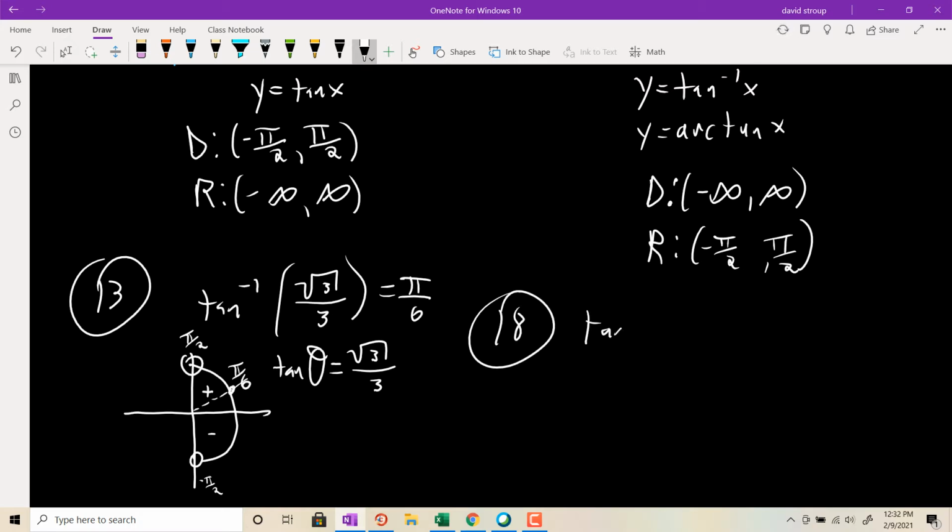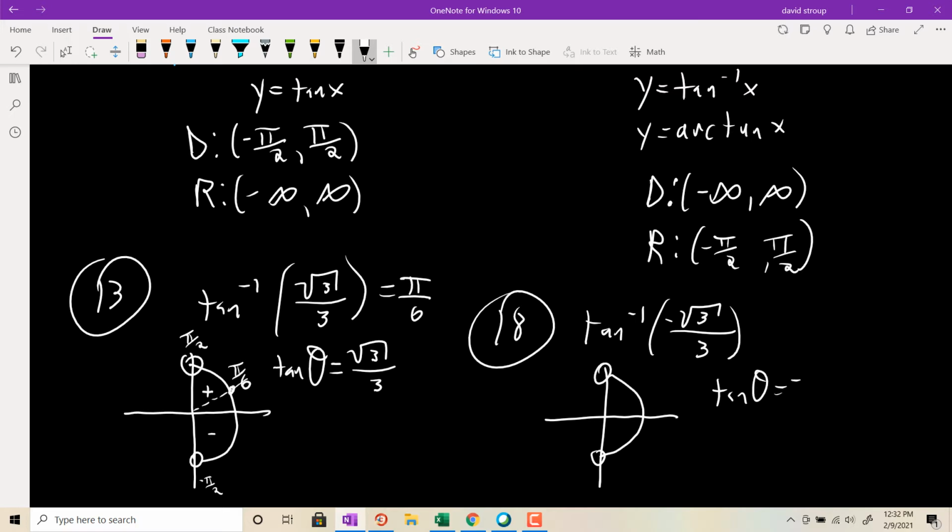Oh, cool, and then this one is the negative version. So negative root 3 over 3. So again, you're thinking in this range from negative pi over 2 to pi over 2. I'm trying to find the angle such that the tan of that angle is equal to negative root 3 over 3. This time the reference angle, of course, is pi over 6, but we want the output to be negative, so I need to use negative pi over 6. Okay, so tan inverse of negative root 3 over 3 is negative pi over 6.